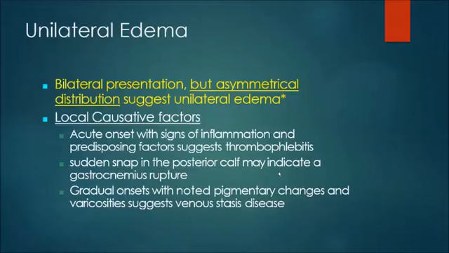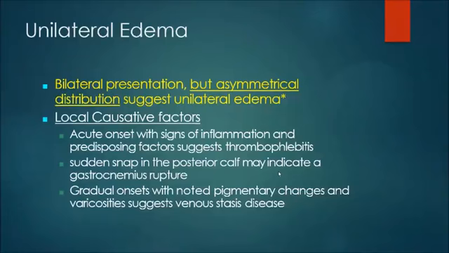Okay, unilateral edema is the next one we'll talk about. This is basically an asymmetrical distribution of edema. So you can have both legs that are edematous, but one may be more than the other, and this would be considered unilateral edema. So it can be bilateral, but it can just be unilateral as well. It's caused by local factors.